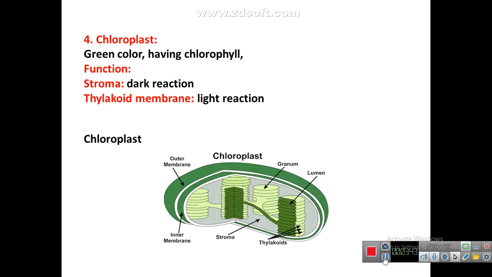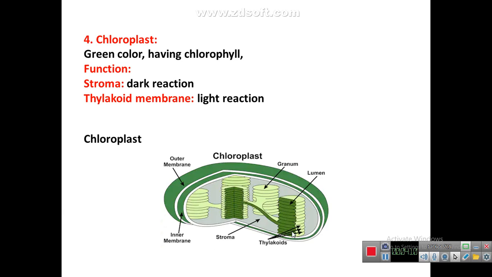Consists of three main components: envelope, stroma and thylakoid. Envelope consists of a double membrane, outer membrane and inner membrane. Stroma is a fluid that surrounds the thylakoid. Stroma contains proteins, ribosomes and small circular DNA. Because of having DNA, like mitochondria, chloroplast is also a self-replicating organelle.